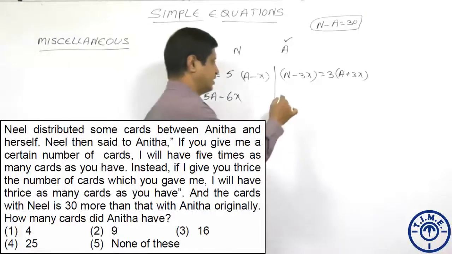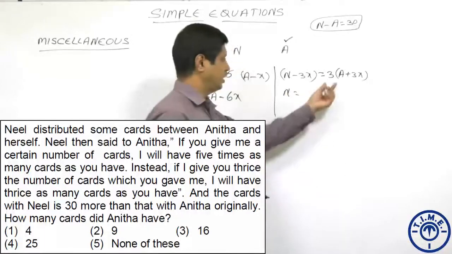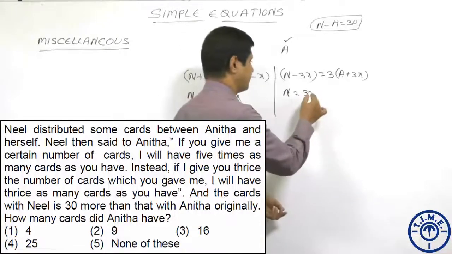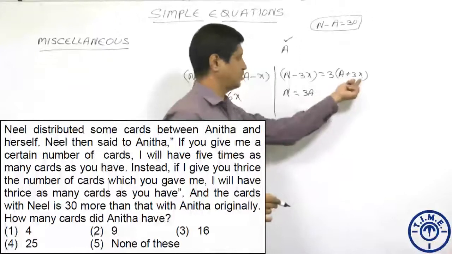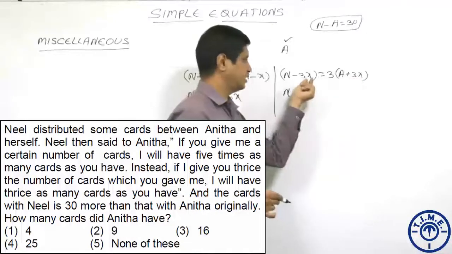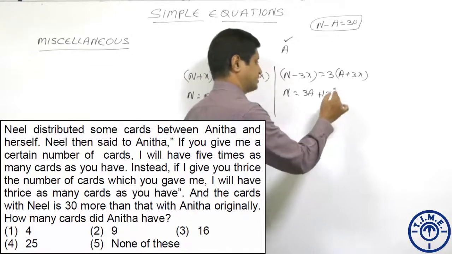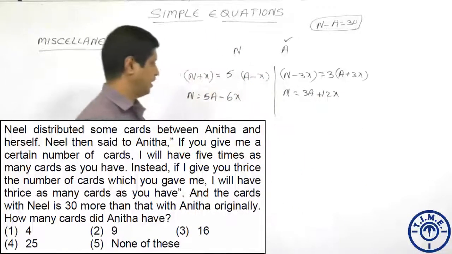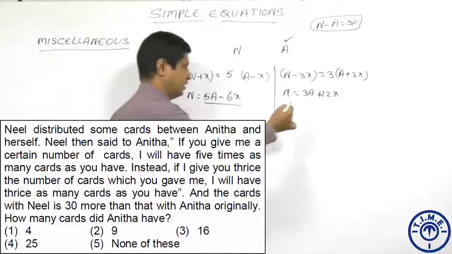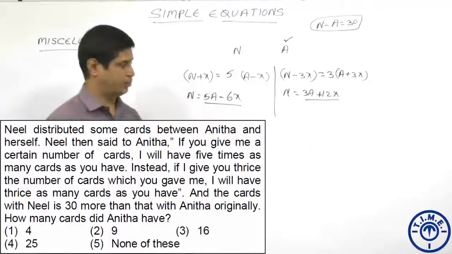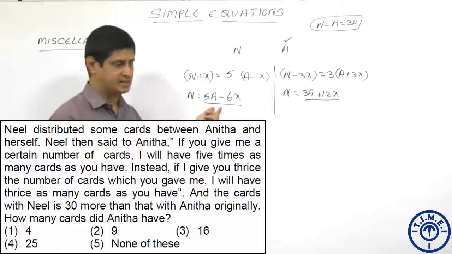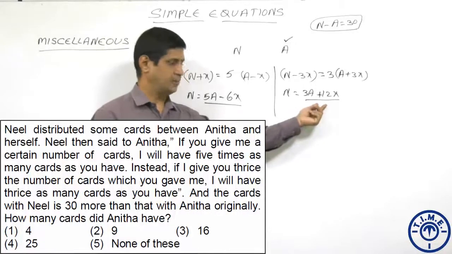Now what is the result? N is equal to 3A. Now it is 3 times 3x, 9x plus 3x. 9x plus 3x means it is 12x. So what is the value of N? The value of N is given in 2 forms. One is 5A minus 6x, the other one is 3A plus 12x.